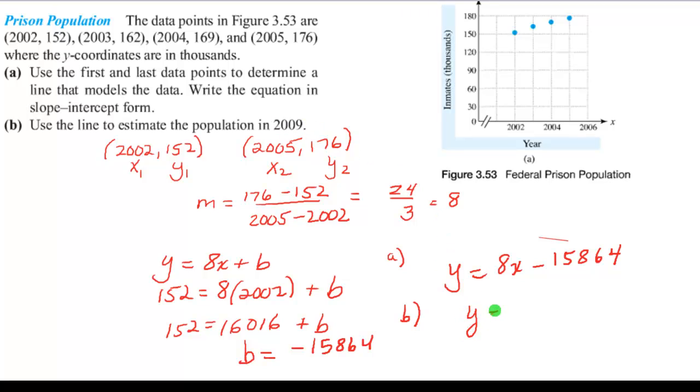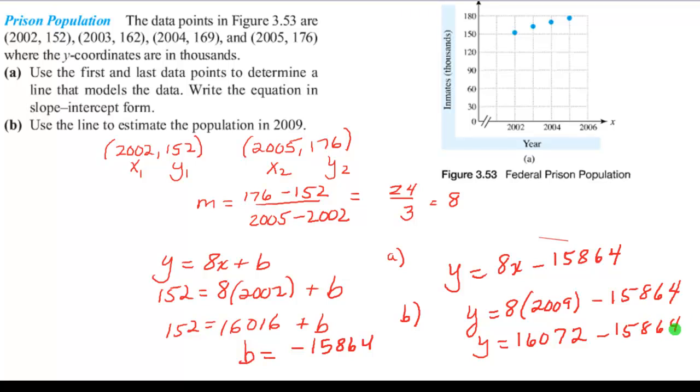So we're going to let x be 2009, and we're going to substitute into the equation and then solve for y. And that'll give us our population in thousands for the year 2009. So it's a little bit of algebra going on here now. And after we subtract, we get y equals 208. And remember, this is 208,000 prisoners in the year 2009, according to our model.